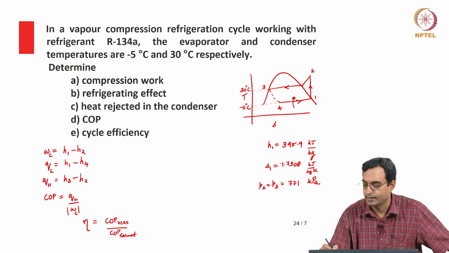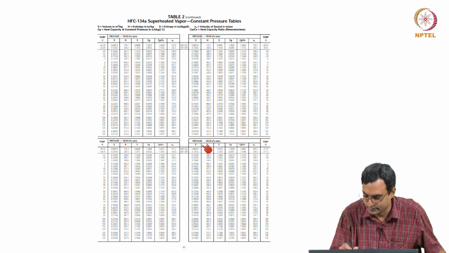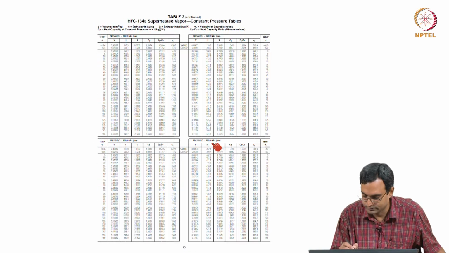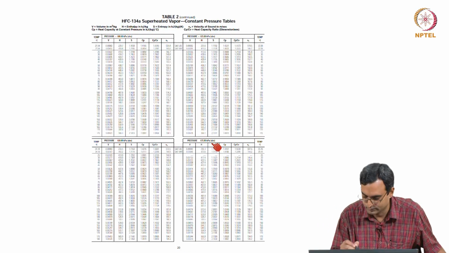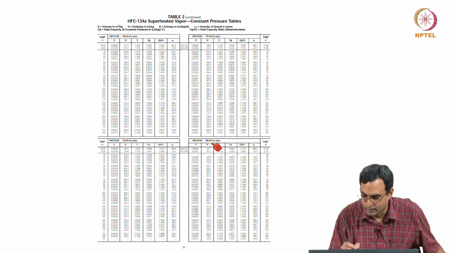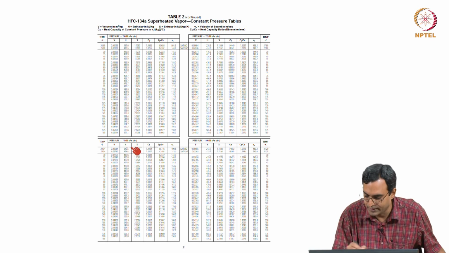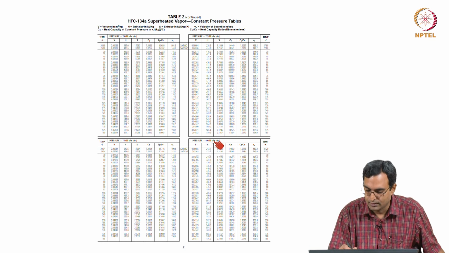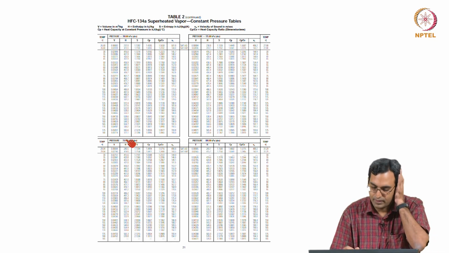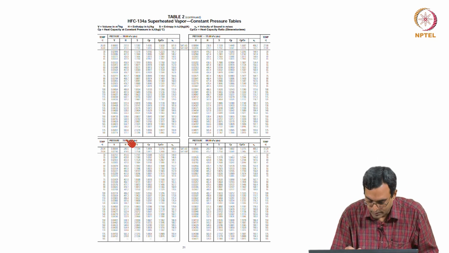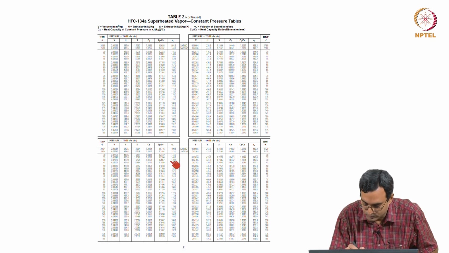So, let us go to the superheated tables and find a value close to 770. This is 110, 150, we have 725, we have 750, and then we have 800. So, let us take 750, it is fairly close. And in this, what we want is an entropy value.